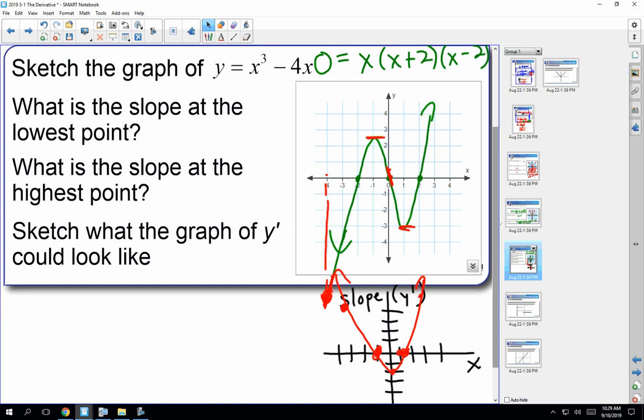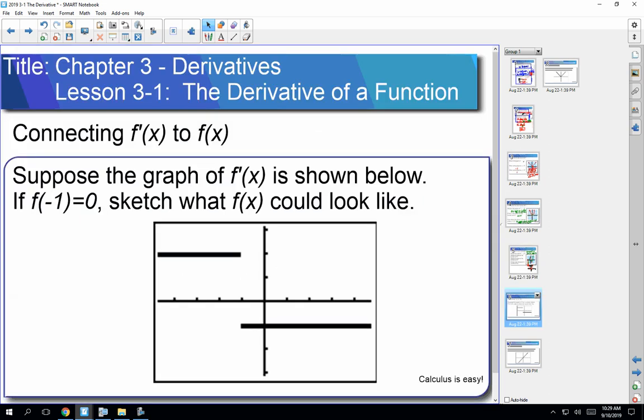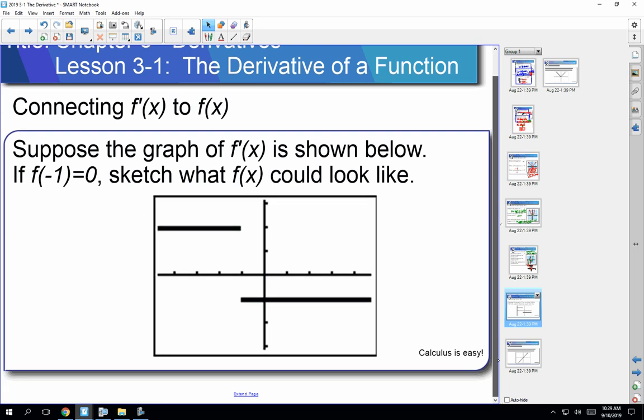Okay, any questions on this? Right. Let's do some more of this here, connecting f prime to f of x. So connecting f prime of x to f of x. Suppose the graph of f prime of x is shown below. Go ahead and draw it.